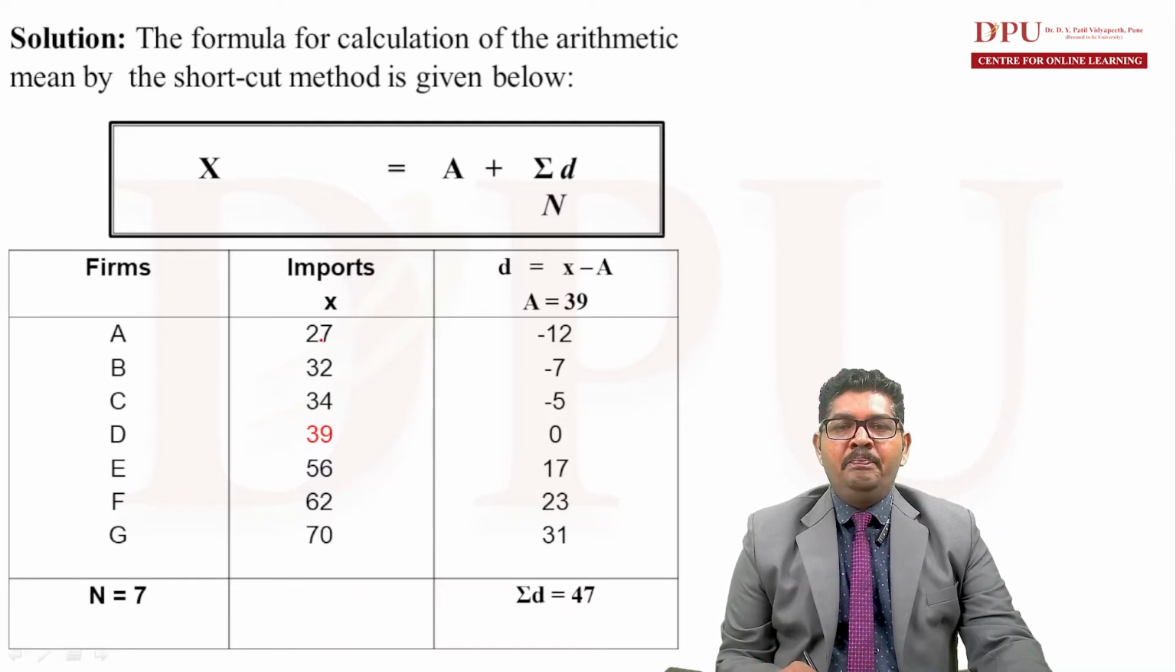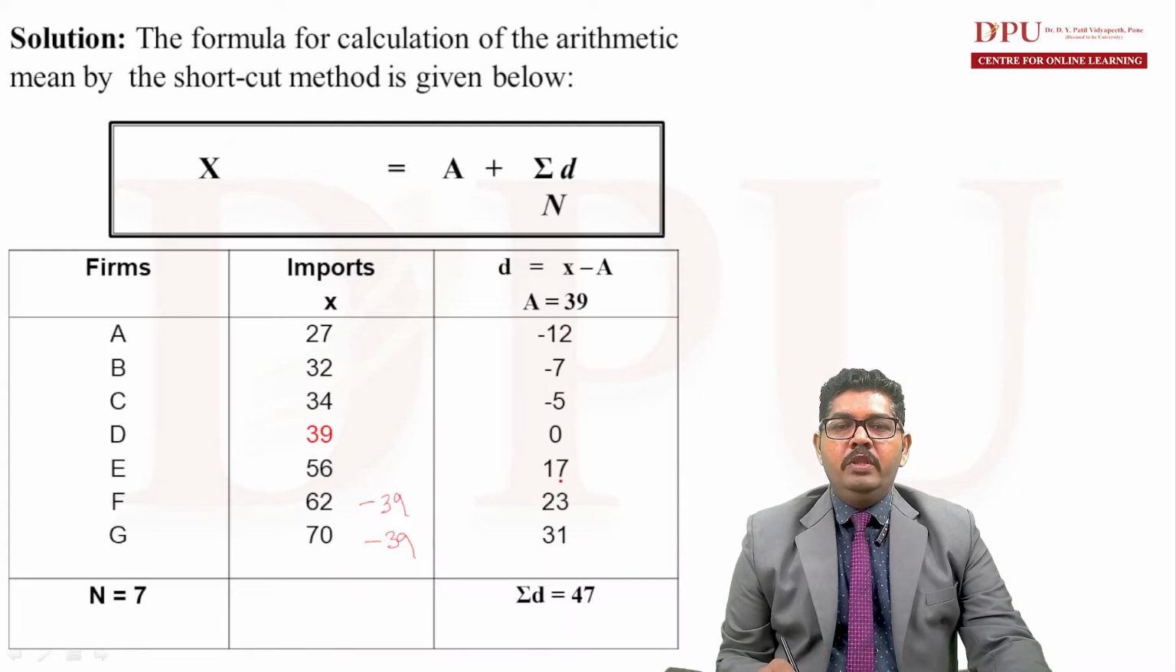So 27 minus the assumed mean 39 is minus 12. 32 minus 39 is minus 7. 34 minus 39 is minus 5. 39 minus 39 is 0. 56 minus 39 is 17. 62 minus 39 is 23. 70 minus 39 is equal to 31. So we subtract 39, the assumed mean, from all the individual x values, and we get the deviations of x values from the arbitrary mean.